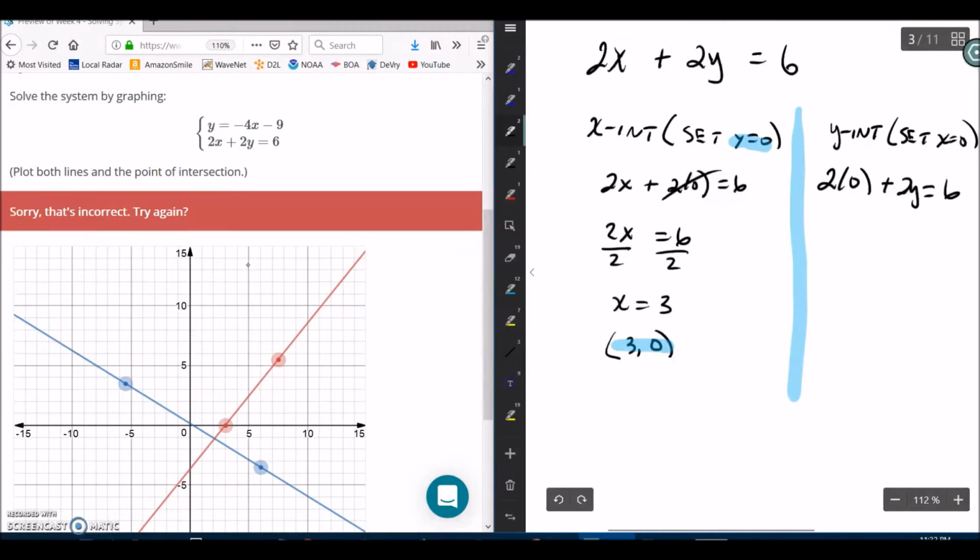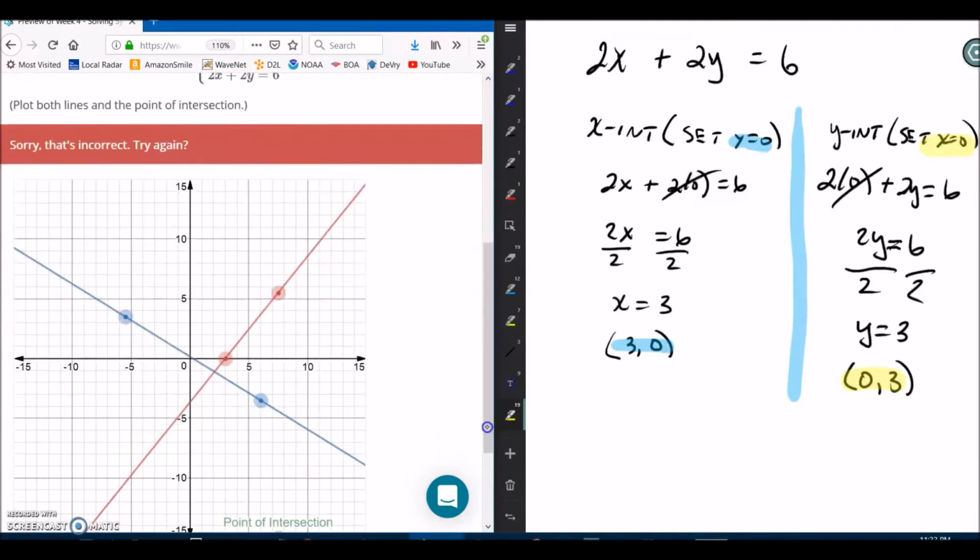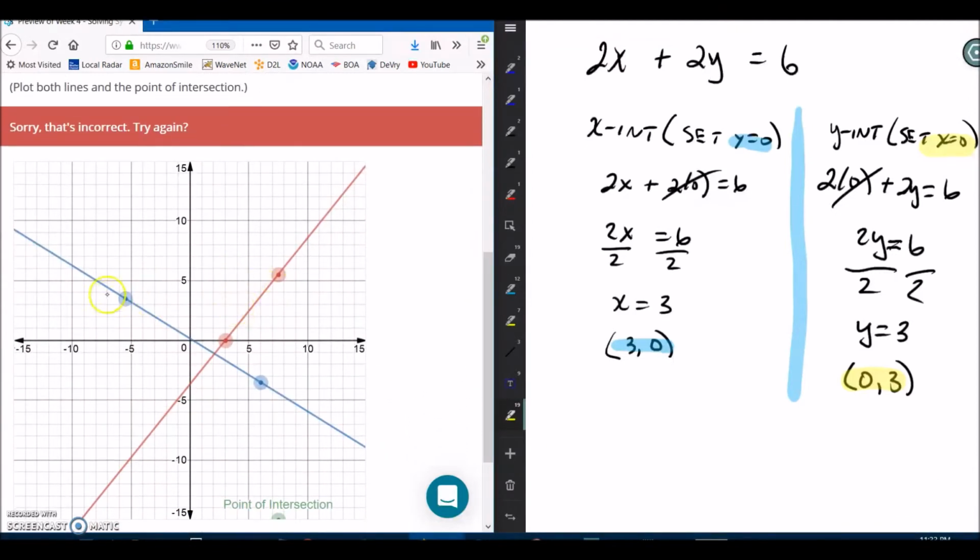Well, 2 times 0 is 0. That wipes out. So I've got 2y is equal to 6. Divide both sides by 2. We get y is equal to 3. And this is the ordered pair 0, 3. Again, we got this because we set x equal to 0. So in the ordered pair, x is 0, y is 3. Alright, so we're going to use those points to draw the graph.